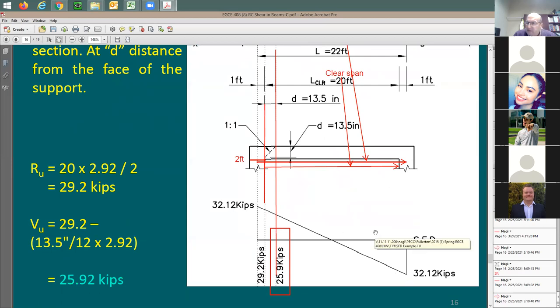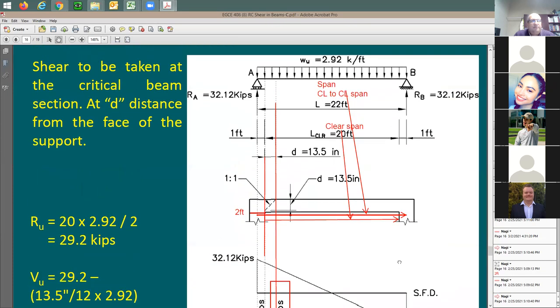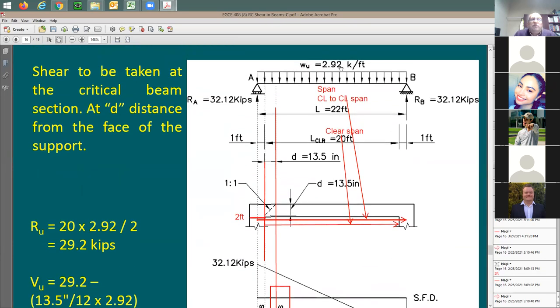You have taken structural analysis before in statics. You should be able to draw this shear diagram and come up with this shear value. The ultimate load is 292. If you multiply by 22 and divide by 2, it gives you the reaction. This is going to be the total reaction on the column at point A, which is 32.12.